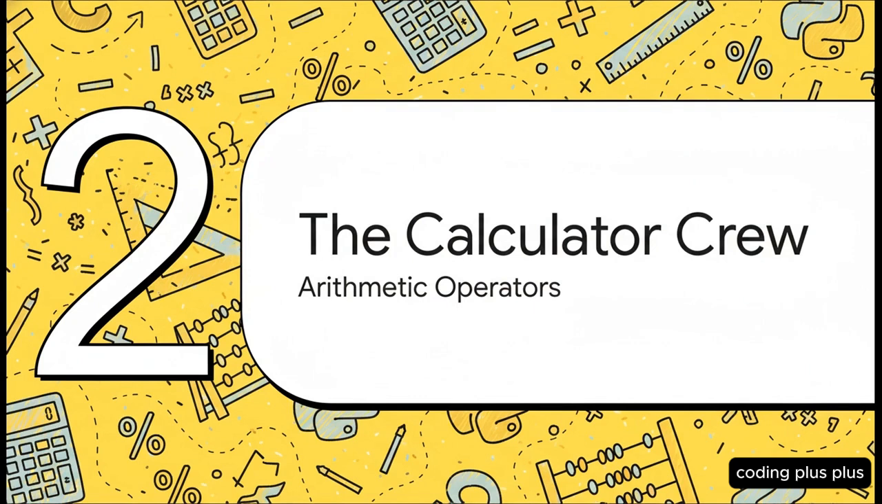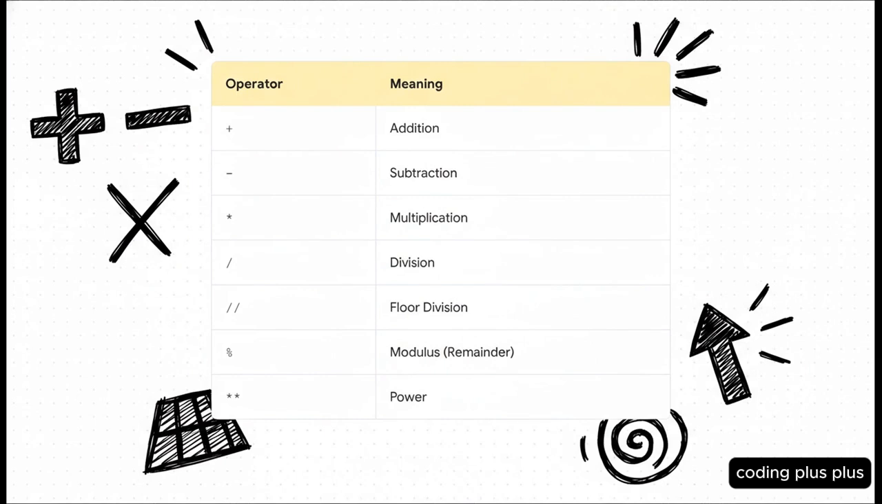All right, let's meet the first family of operators. I like to call them the calculator crew. These are the ones that do all the math, and you probably know most of them already from just life. Of course, you've got your classics: addition, subtraction, multiplication, and division. But Python adds a few other really powerful tools to the mix, like floor division, modulus, and power. And trust me, these aren't just for your math homework. They are seriously useful for programmers.